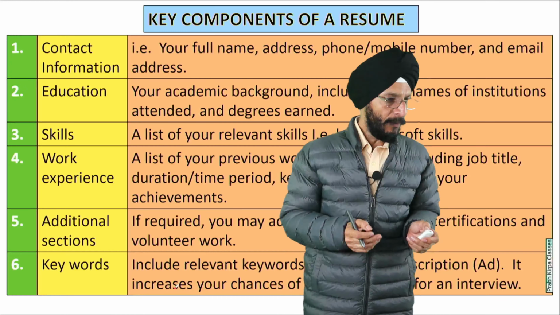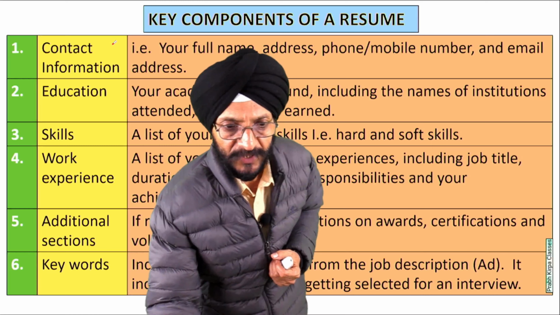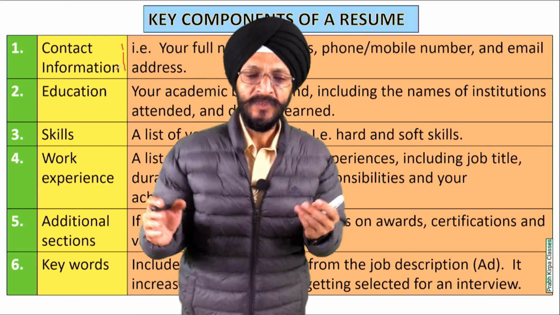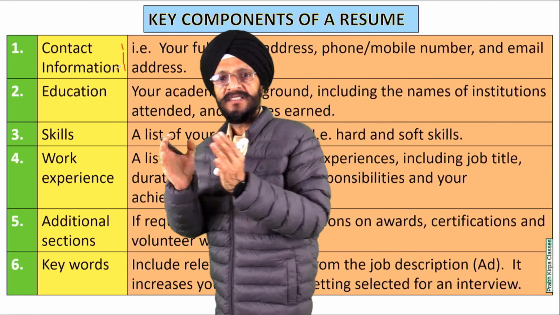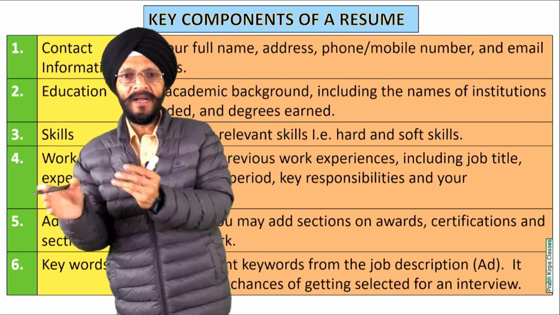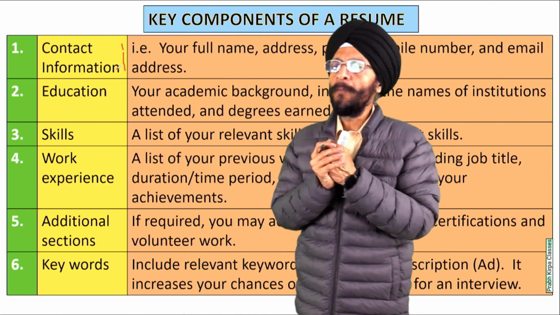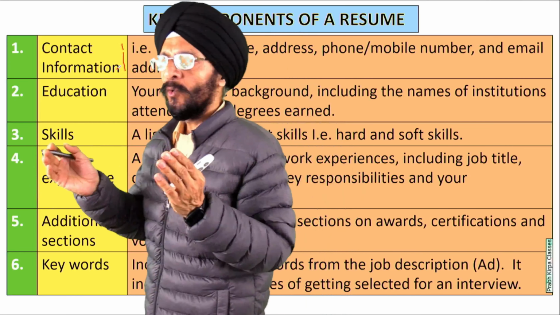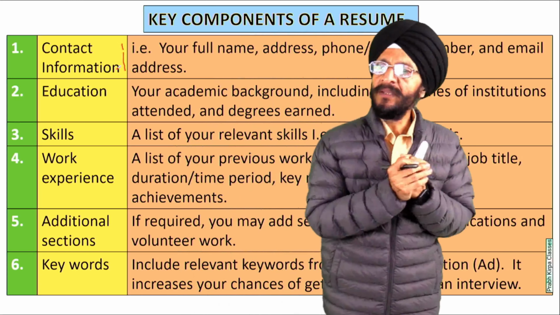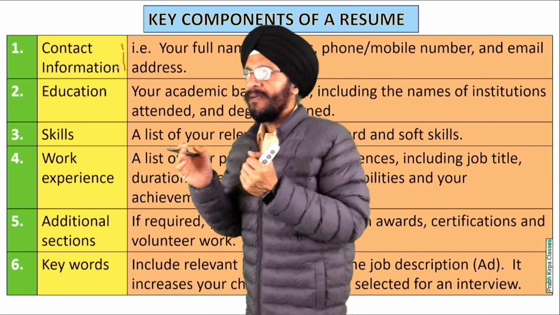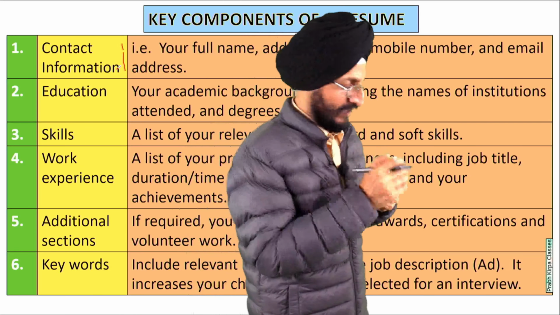Now, the key components of a resume. First is contact information. Contact information means first we have to write our name, address, our contact number, which may be our mobile number or telephone number, and we also have to mention email address because today most of the people use email. So you may be called through email for an interview. So email address is also necessary.